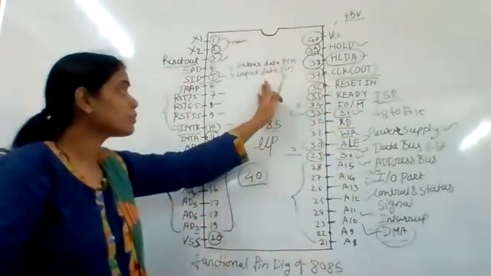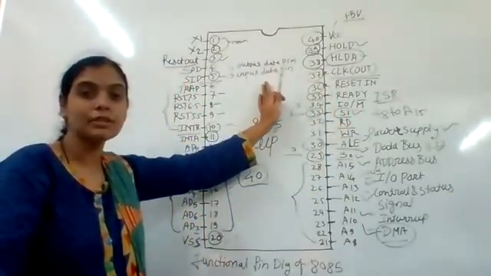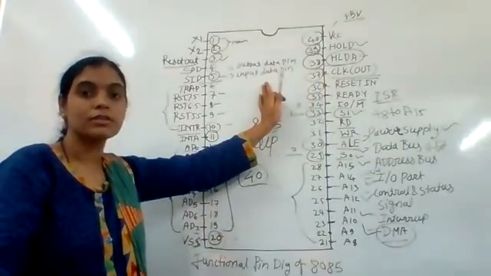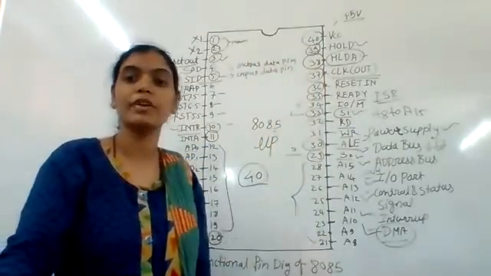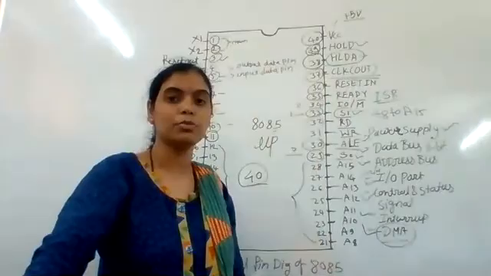So all these are the 40 pins. This is all about the pin description of the 8085 microprocessor.